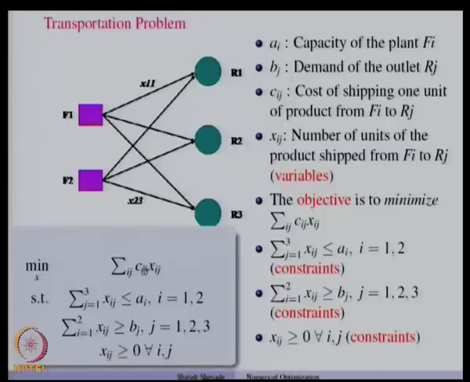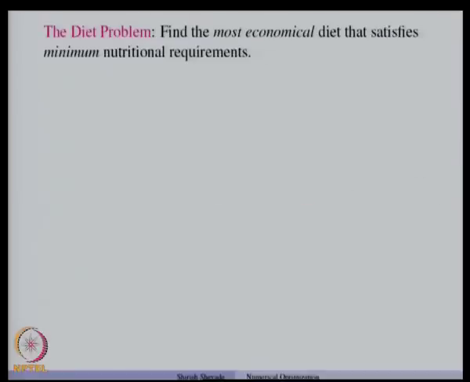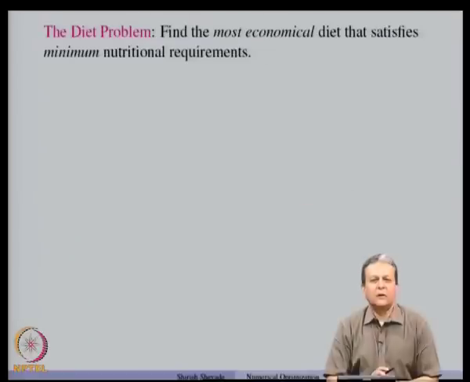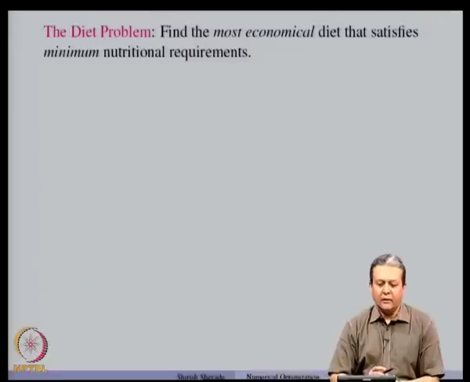Okay. So, when the objective function is linear in x, and the constraints are also linear in terms of the variables, then such a program is called a linear program. So, the transportation problem is a classic example of a linear programming problem. Let us look at another example which we use in our daily life.